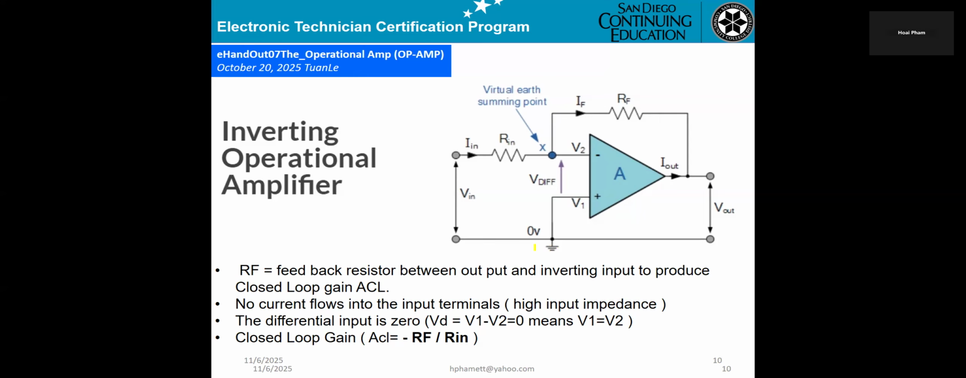One thing we already know, VD, right here, V differential equals V1 minus V2. And they want that to be 0. That's only telling you one thing: V1 will be equal to V2.